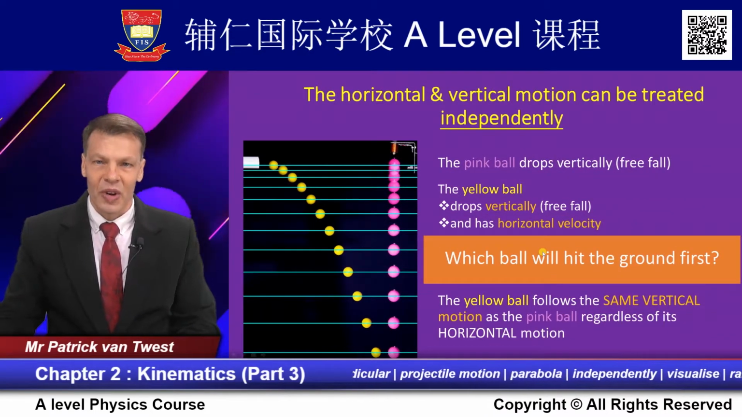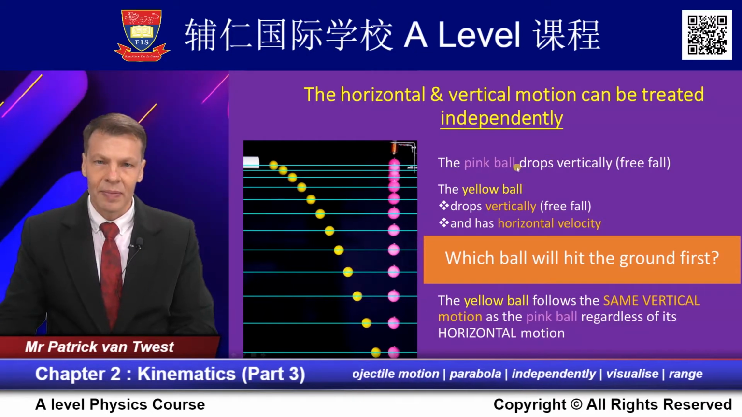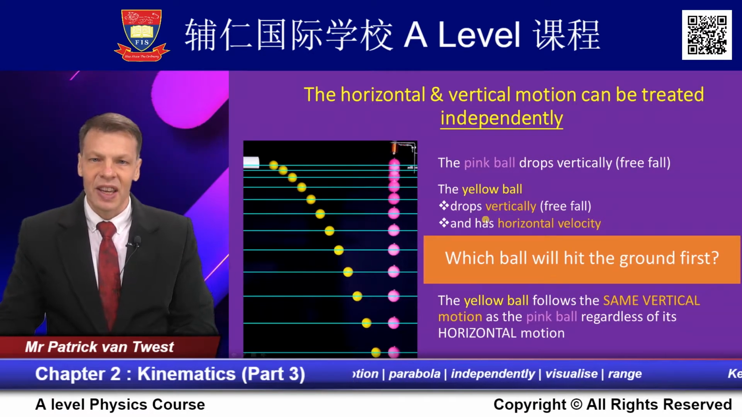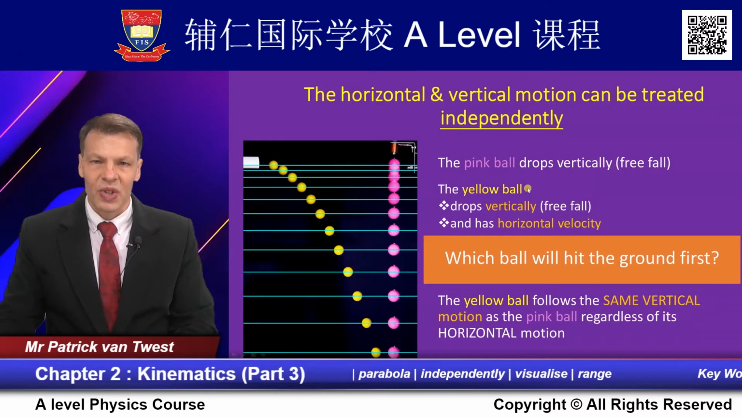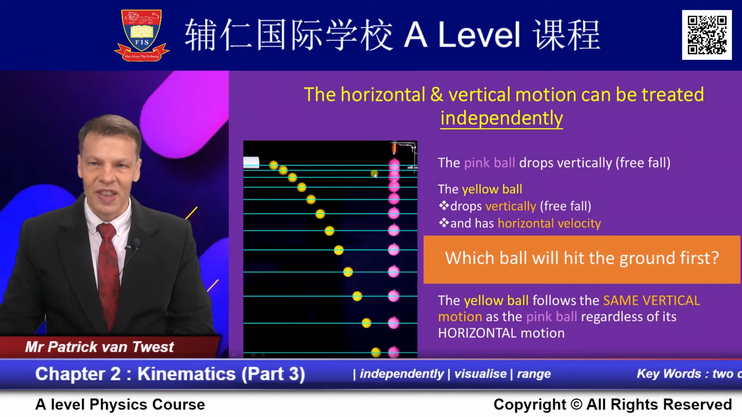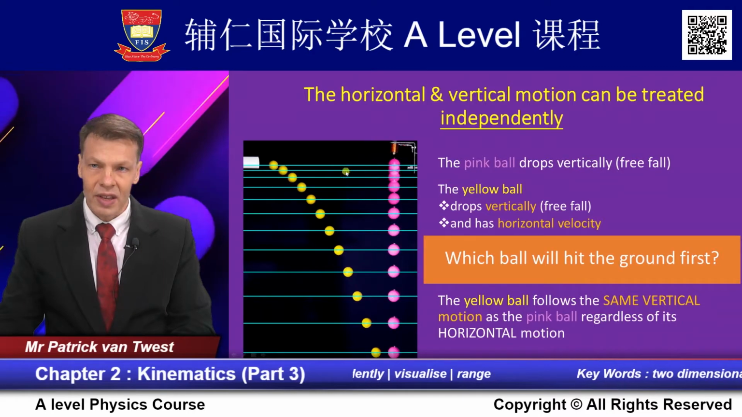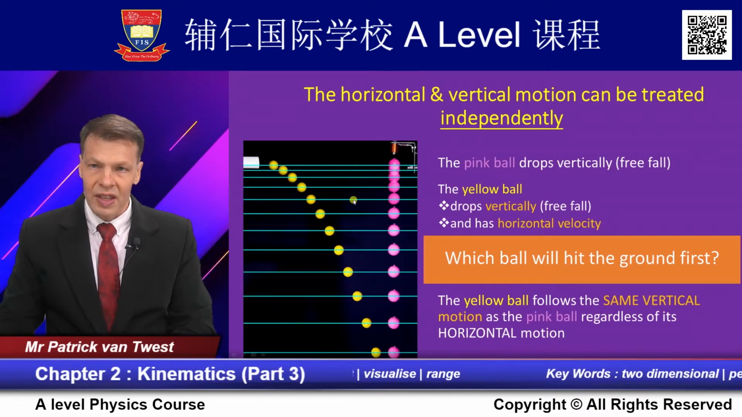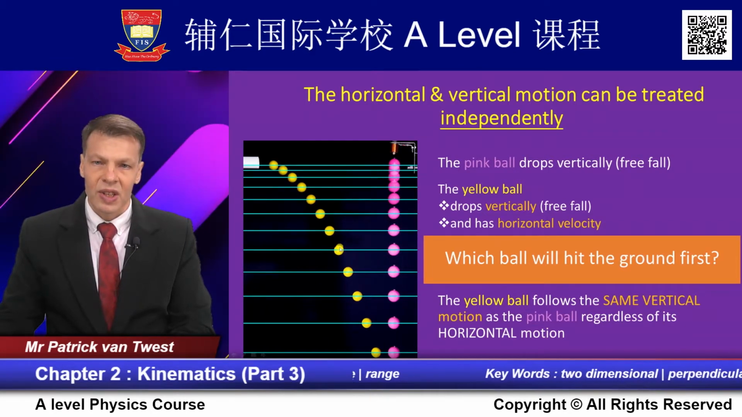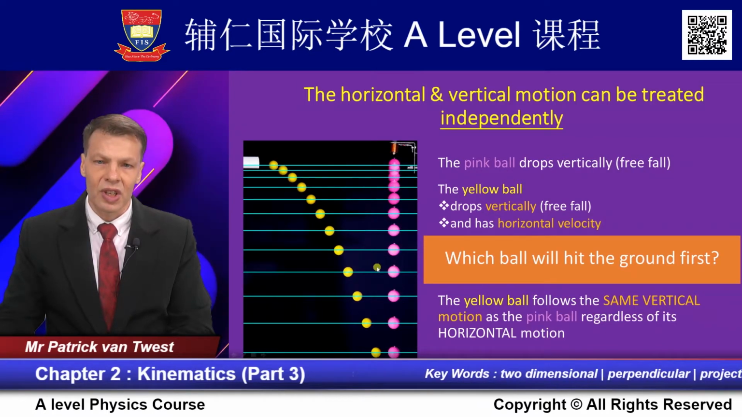I don't have blue and red, but I have yellow and pink shown here. The pink ball is just dropped vertically, but the yellow ball is dropped vertically, and at the same time it has some horizontal velocity. Can you see what would happen? Which ball would hit the ground first? That's right. They actually both hit the ground at the same time. And why is that? Because you can see here the yellow ball is following the same vertical motion. So it's in the same position as the pink ball vertically. It's just that its horizontal position is changing.